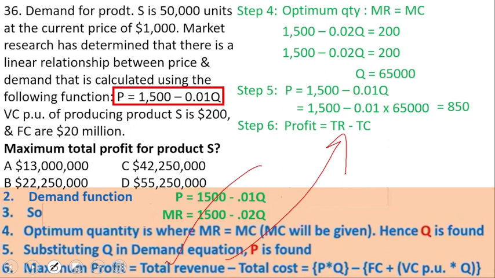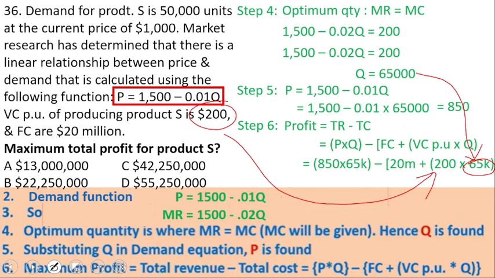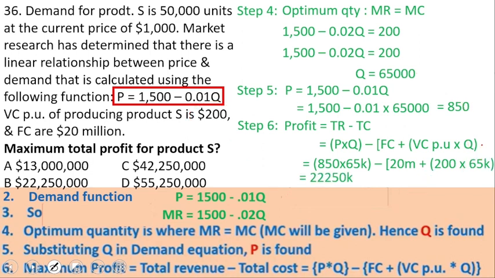Now going to step 6, in order to find out the maximum profit, it's nothing but the total revenue minus the total cost. It's price multiplied by quantity minus fixed cost plus variable cost per unit multiplied by quantity. So the price we already found out, it is 850. The quantity we found out, it is 65,000. The fixed cost is given in the question as 20 million. The variable cost per unit is given as 200, and quantity we have already found out, it is 65,000. We get the profit as 22250, and that's in thousands. So the right answer is option B.